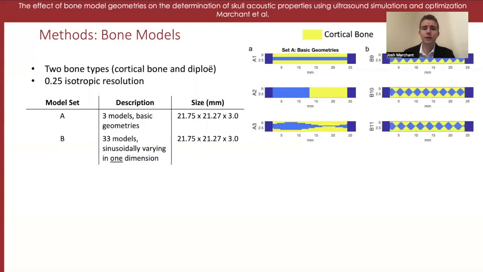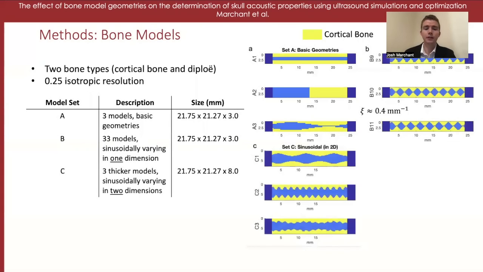Set B was composed of 33 models, only 3 of which are shown, whose diploid thickness varied sinusoidally in the x dimension. Models in Set B were labeled according to their spatial period in number of voxels. Therefore, B10 had a spatial frequency of about 0.4 inverse millimeters.